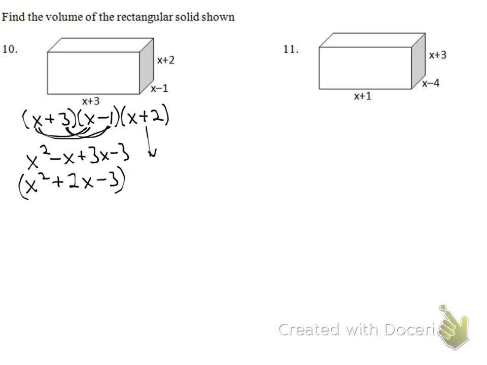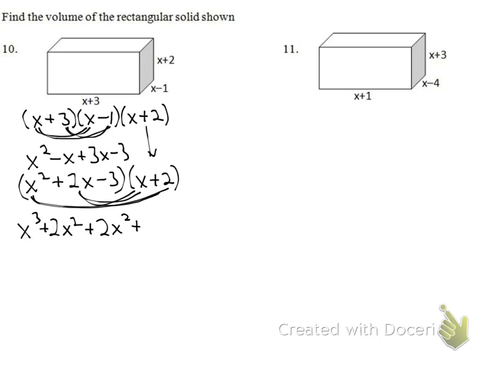I bring down the x plus 2, and we'll multiply x squared by both terms, x cubed plus 2x squared. Multiply the 2x by both terms, 2x squared plus 4x, and the negative 3 by both terms, negative 3x minus 6. So now I have x cubed plus 4x squared plus x minus 6. Same idea on number 11.